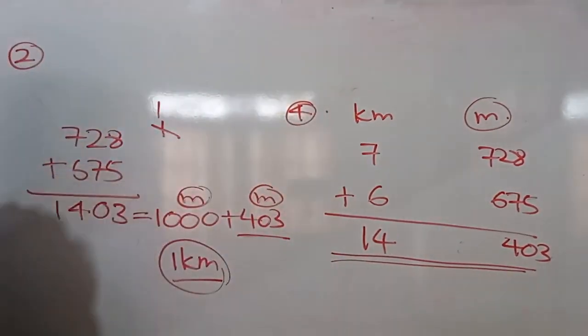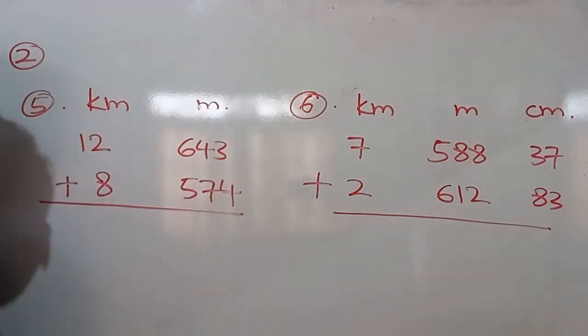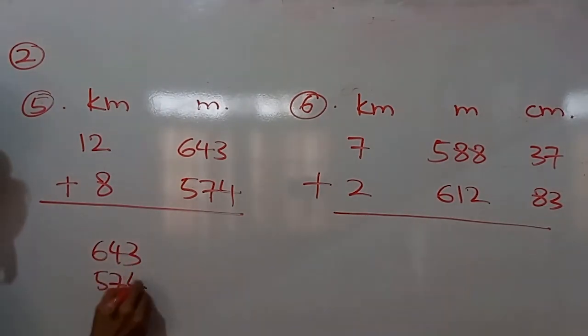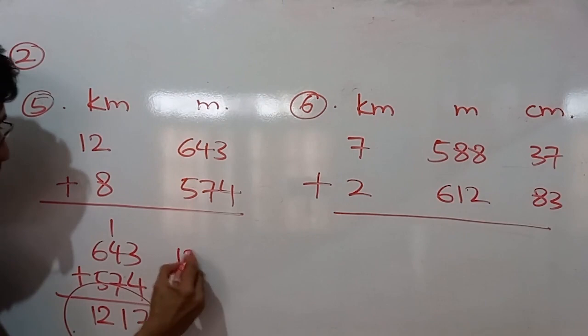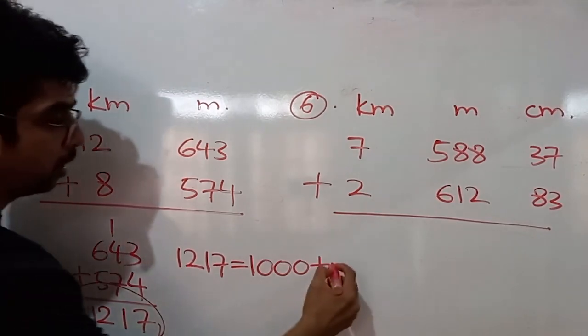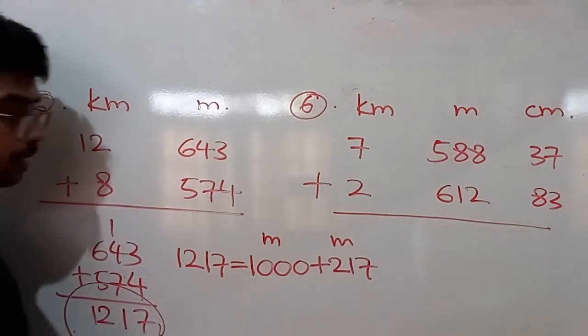meters. Right, so just as before, when we consider the part 5, we have to start from the meter portion, right? So 643 plus 574. 3 plus 4, that's a 7. 4 plus 7, that is 11. So there's a 1. 6 plus 5, that is 11. Add the 1, it becomes 12. So these are what? These are meters. So we can break 1217 into what? 1217. So these are what? Meters. This is also meters.